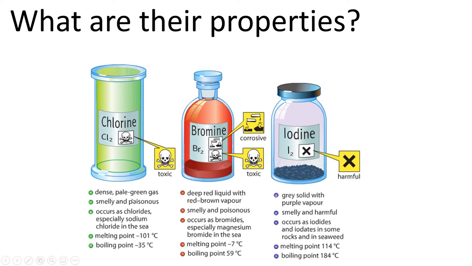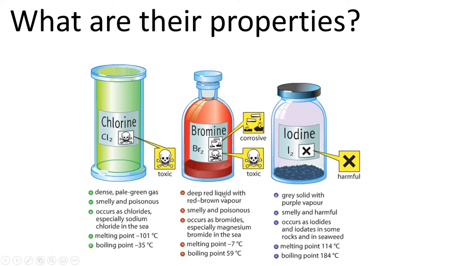Well, chlorine's a dense pale green gas, smelly and poisonous, and it's often in chlorides. So sodium chloride in the sea, or table salt, also has chlorine in it, because it's sodium chloride. It's melting and boiling point, we'll look at that in more detail.